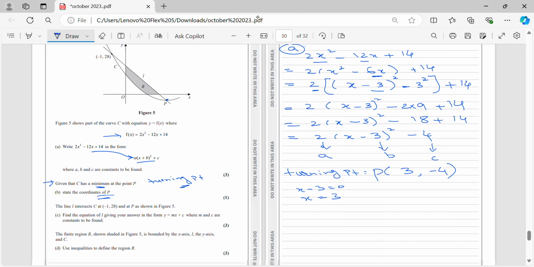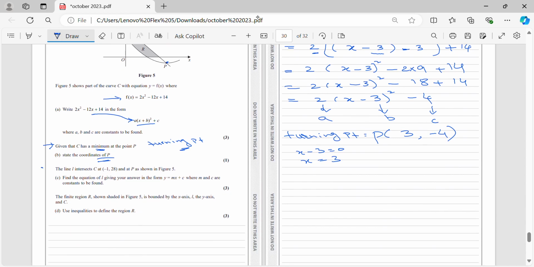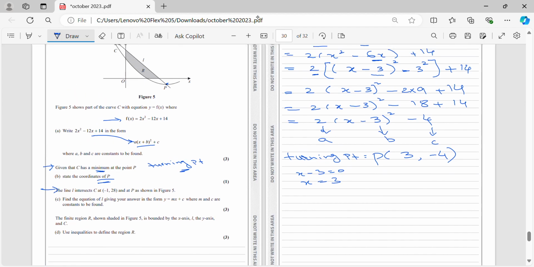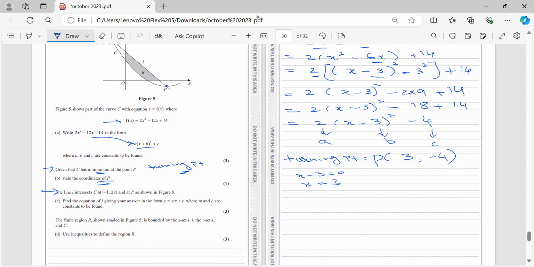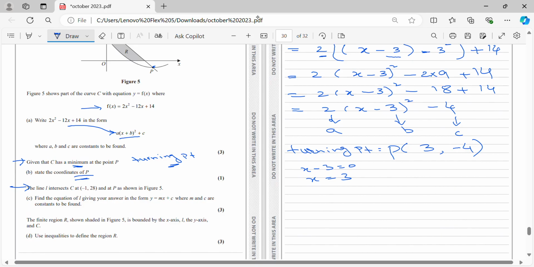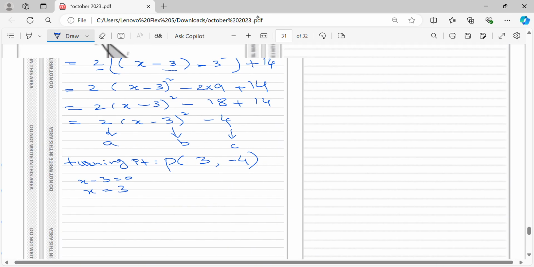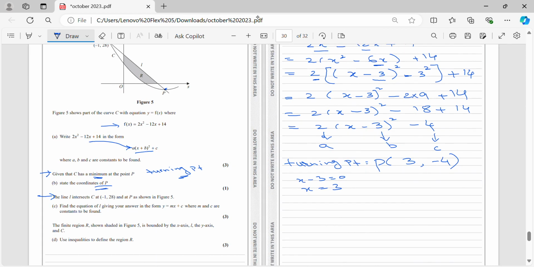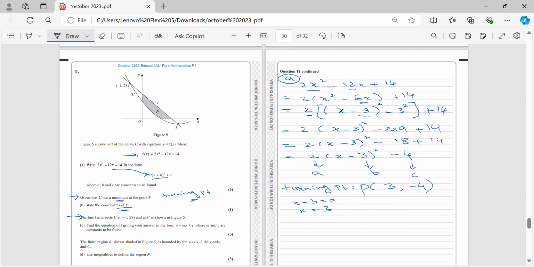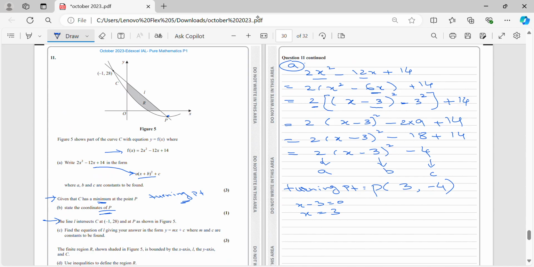Next we have the C part, and the C part says that the line L intersects C at negative 1 and 28 and at P as shown in figure 5. Find the equation of L, giving your answer in the form y equals mx plus c, where m and c are constants to be found. The line L intersects C at negative 1 and 28. This is the point, negative 1 and 28.